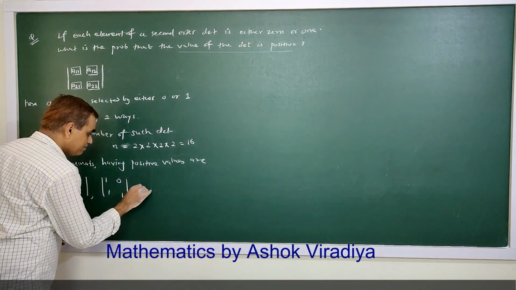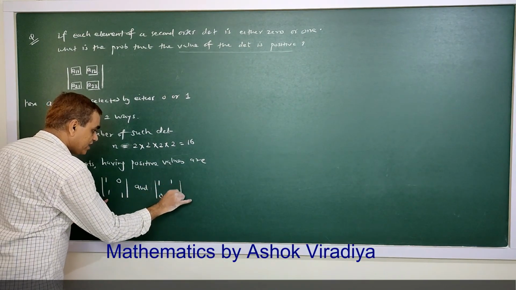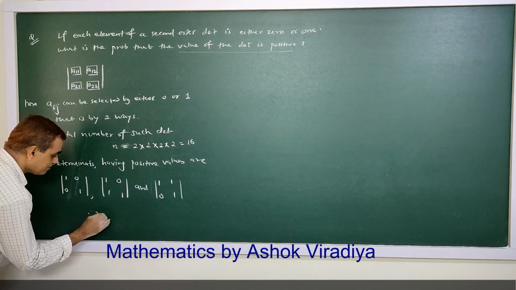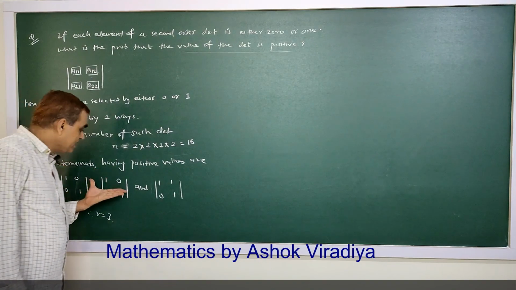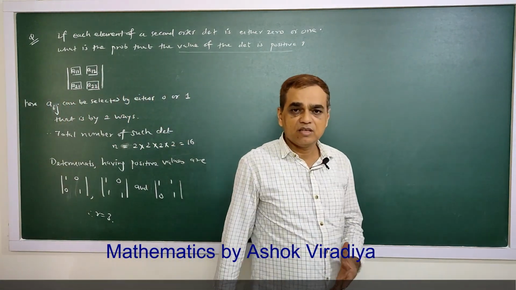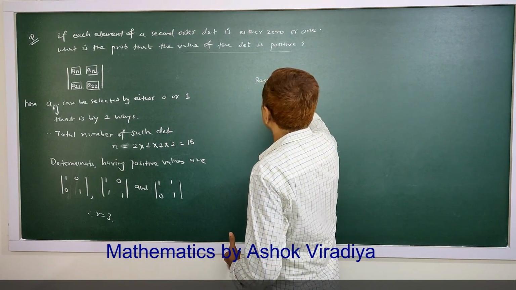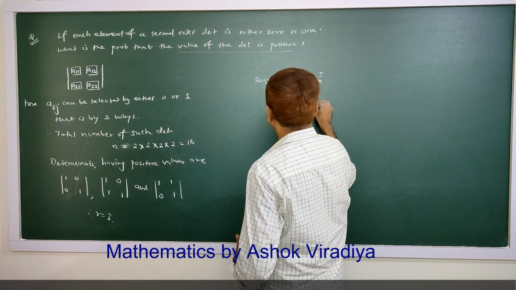If I keep 1 1 here, 0 here, 1, then its value is positive. Now no other choice is left, there are only such three determinants. So R is equal to 3. So the event contains only these three elements. So the required probability is R by n, that is 3 by 16.